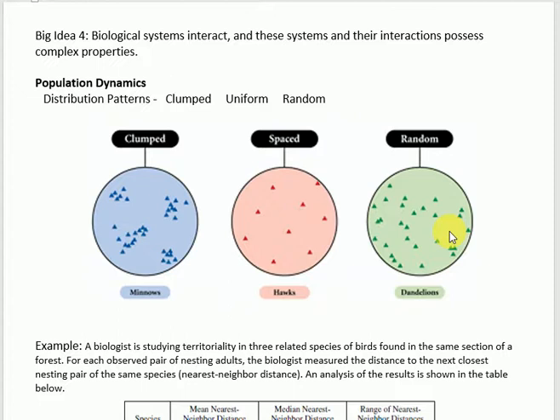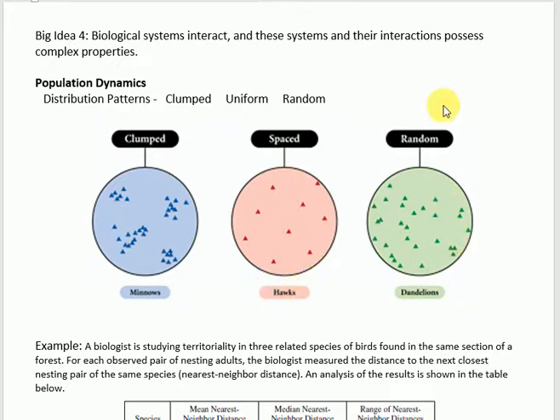The first thing that we're going to look at is population dynamics. There are distribution patterns: clumped, uniform, and random. As you can see, with clumped, basically they are in herds or like schools of fish. This example happens to be minnows. Then there is spaced, which is uniform. These are individuals that have territory. For instance, in this case, it's hawks.